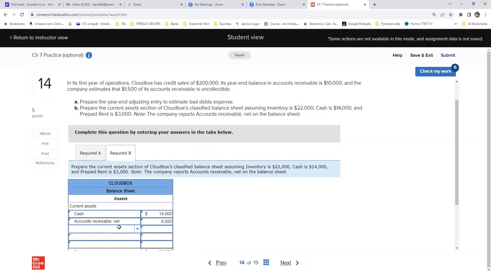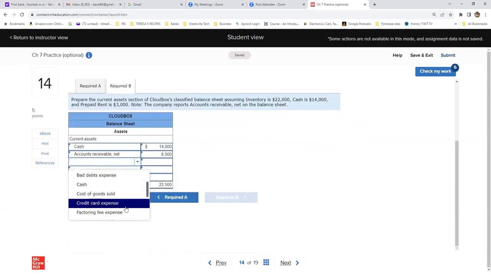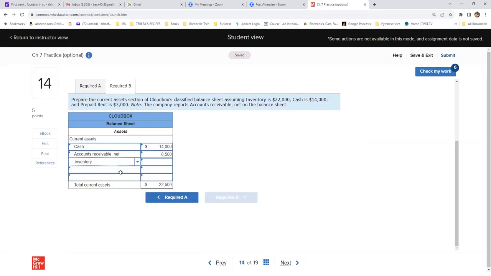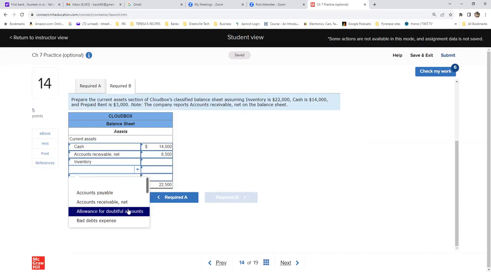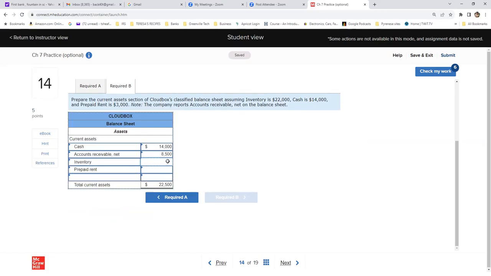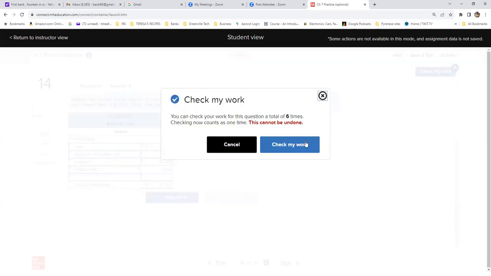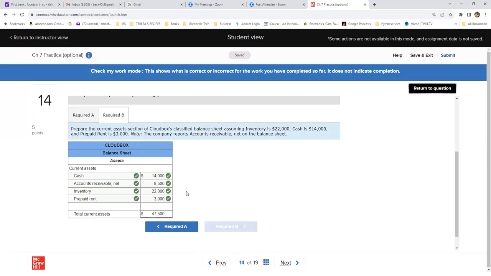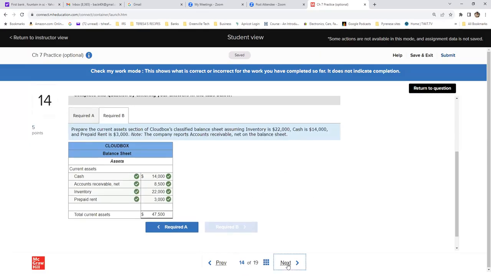Okay, next is inventory. And next is going to be prepaid rent. First 22,000. And prepaid rent is 3,000. All right, next.